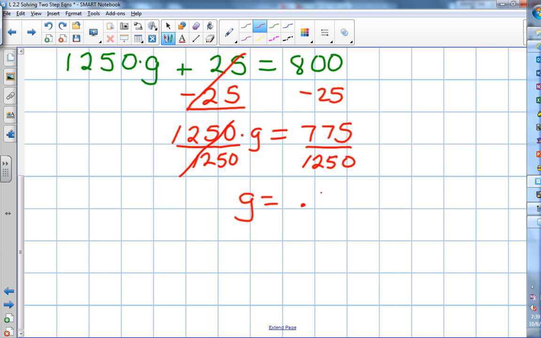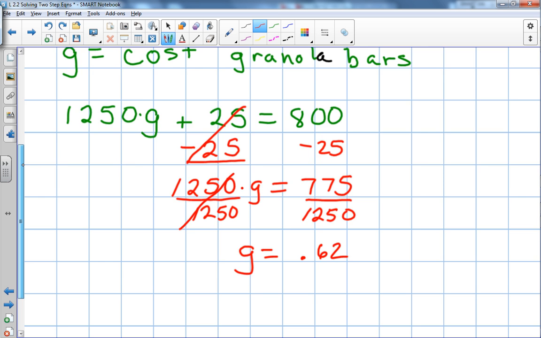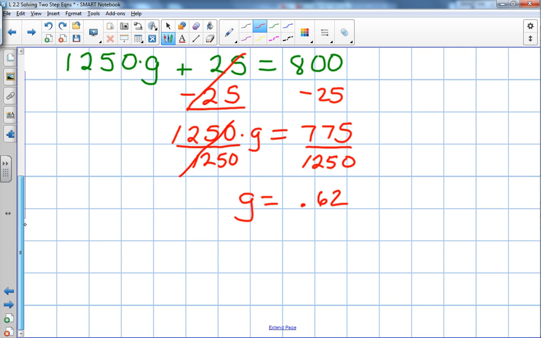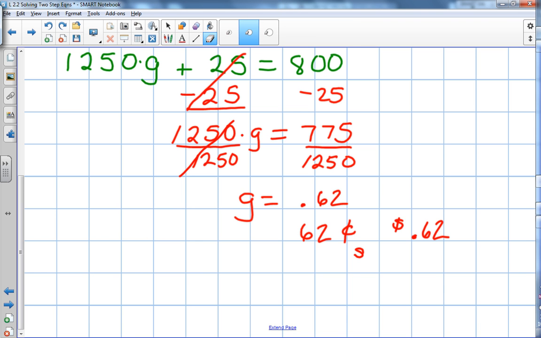0.62. Now that's a great algebraic answer, but it does not answer the question, which is how much or what was the cost of each granola bar? Here's where you have to be careful. 0.62 means 62 hundredths of a dollar or 62 cents. Either one of these answers is okay.